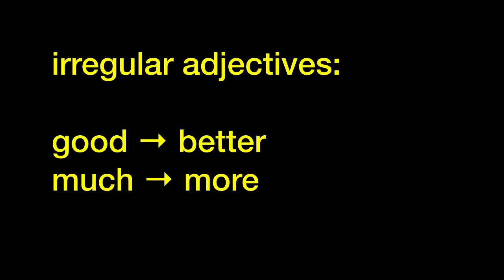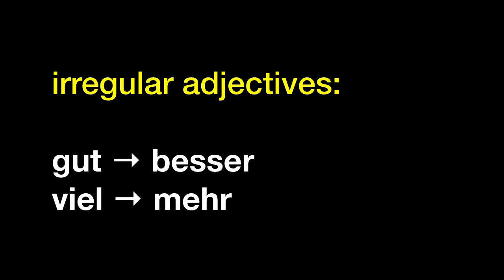In English, we have irregular adjectives. Good does not go to gooder. Much does not go to mucher. So if I had a good day, you had a better day. If I have much money, he has more money. So irregular adjectives in English, same as in German. Gut goes to besser. Viel goes to mehr. Very same principle as in English.